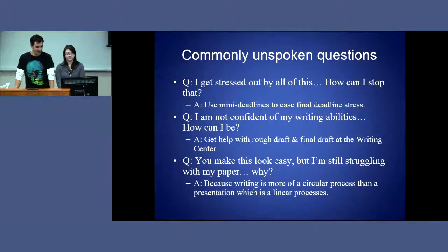Another question is, you make this look easy, but I'm still struggling with my paper. Why? Well, that's because writing is more of a circular process than a presentation, which is a linear process. You're going to have to increasingly go back to your work and edit as you work your way through this. There are multiple drafts, and because of this, it does have some cyclicality to it. You'll work on an introduction over and over again for a number of days, hopefully, to get it right.